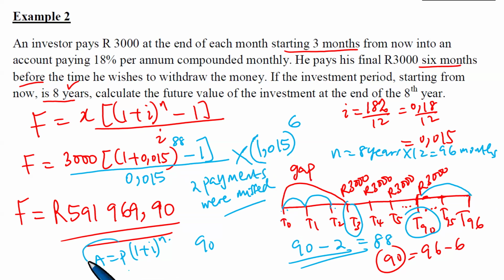So we use A equals P times 1 plus i. The future value becomes our P. But we must still reach T96, because we want to calculate the future value of the investment at the end of the 8th year. Yes, there are no payments, so we make it a compound interest calculation where the money just grows in interest terms.